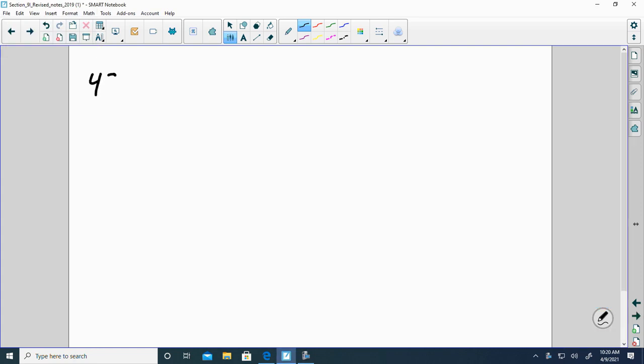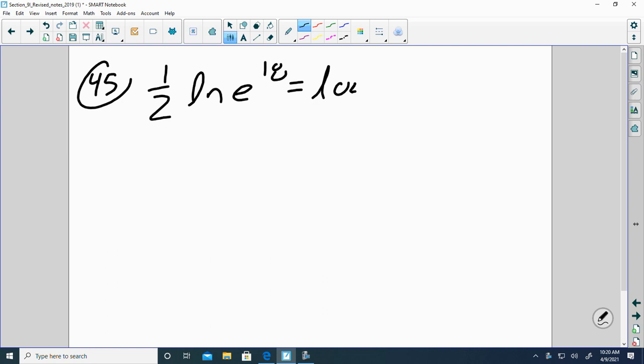All right, number 45. We have 1/3 ln e to the 18 equals log base 10 to the 6. It says decide if each statement is true or false and justify the answers, using the properties of logarithms to show how the two sides are the same or how they're different.